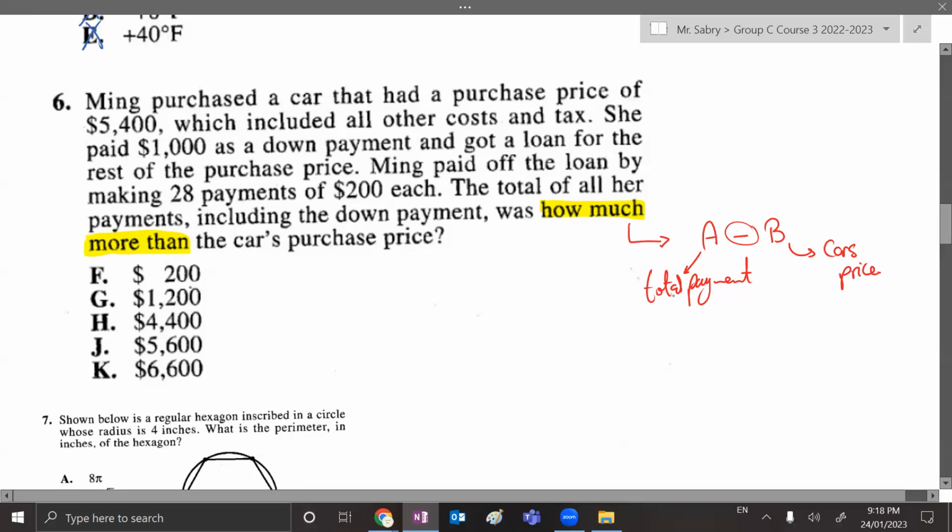When you check the details, first of all, what's the total payment? She first paid a down payment of 1,000 and then she added to that 28 payments. Each of those costs $200, which means we have to multiply 28 by 200 and add this to the down payment that was paid at the beginning. This is altogether the total payment that she paid for the car. On the other hand, the actual price of the car was stated at the very beginning, which is 5,400. So I'll subtract from this total the actual price of the car, 5,400. And that's how you get the difference.